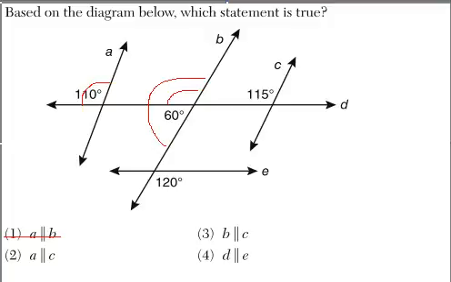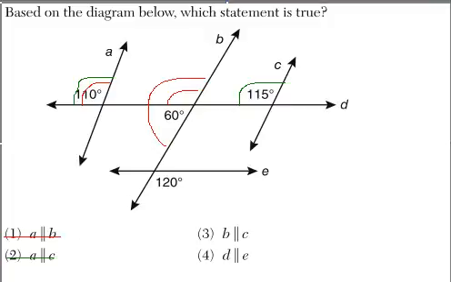Let's consider the second case, A and C. Line A, line C, transversal D. In this case, this angle and this angle should be congruent as corresponding angles. Now you can clearly see that 110 and 115 are not equal to each other, hence number 2 is incorrect as well.